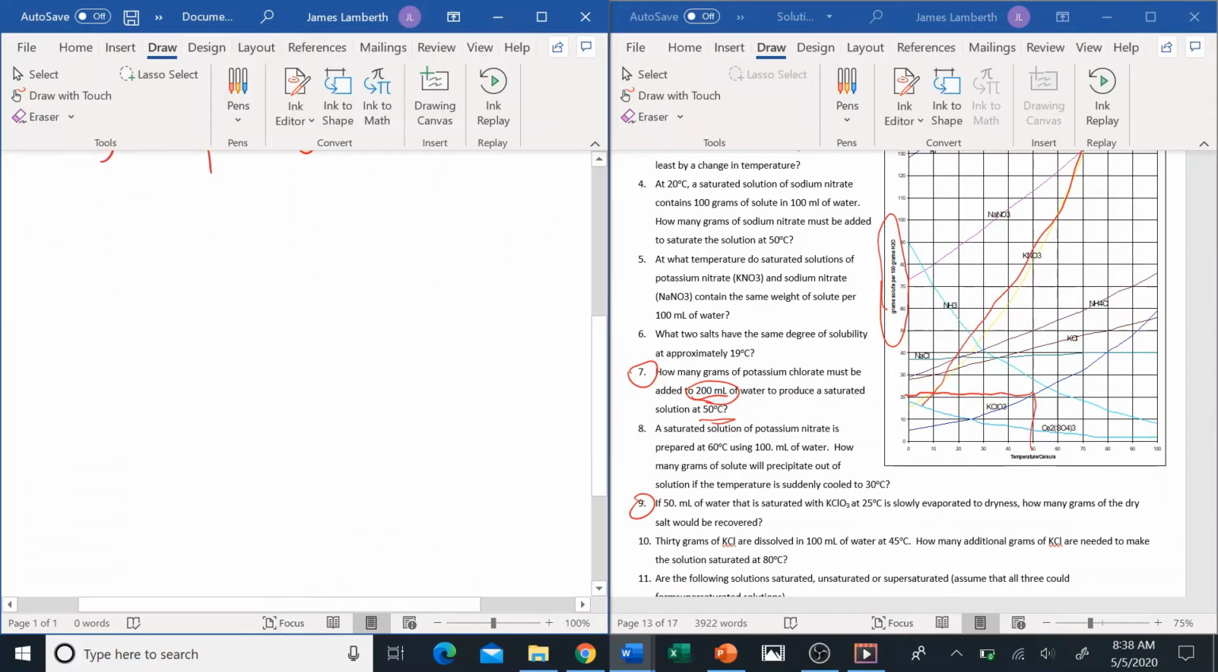Okay. So, problem number 9. If 50 milliliters of water that is saturated with KClO3 at 25 degrees Celsius is slowly evaporated to dryness, how many grams of the dry salt would be recovered? Now, it's important to note, at 50 milliliters of water, we want to know the solubility of KClO3. Still working with KClO3. I didn't do that on purpose. And the temperature is 25 degrees Celsius.